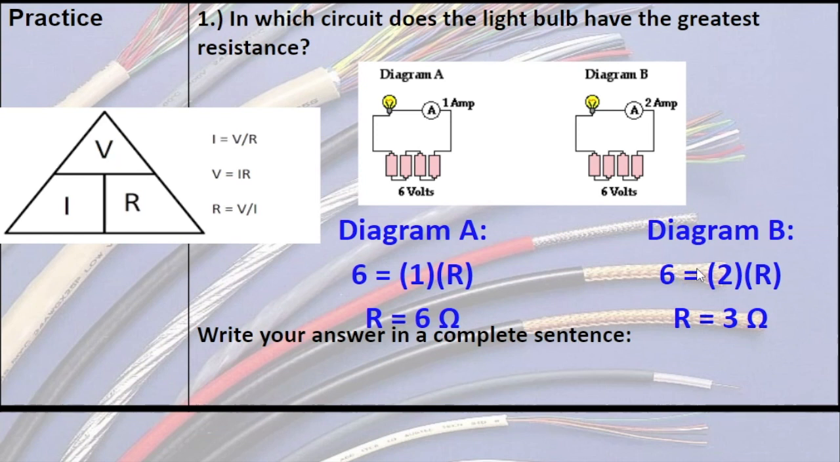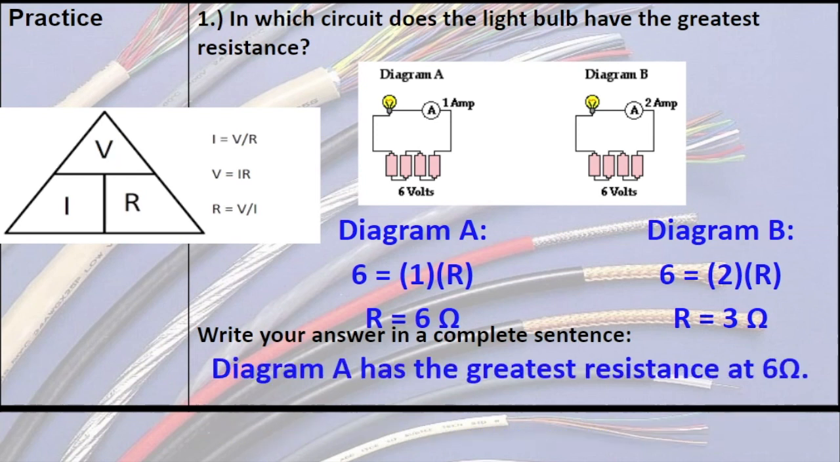Let's do the same thing for diagram B. V is 6, I is 2, and R is still R. Now we solve for R, we divide 2 over, and we get the resistance over here is 3 ohms. So summarizing our findings below, we can say that diagram A has the greatest resistance at 6 ohms. And again, we got that by using Ohm's Law.